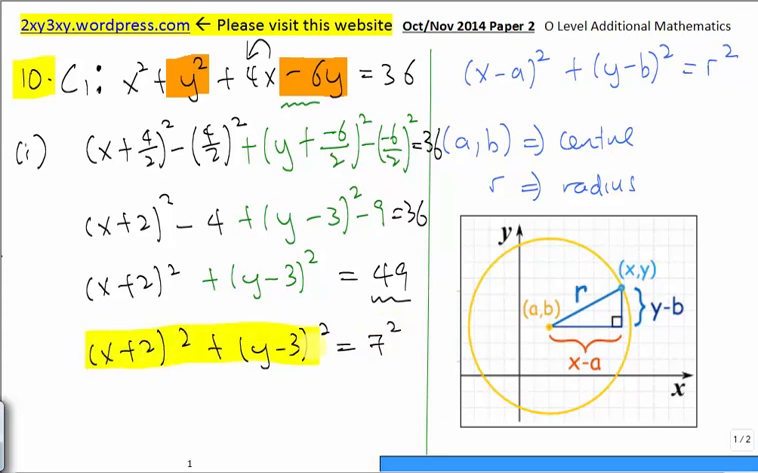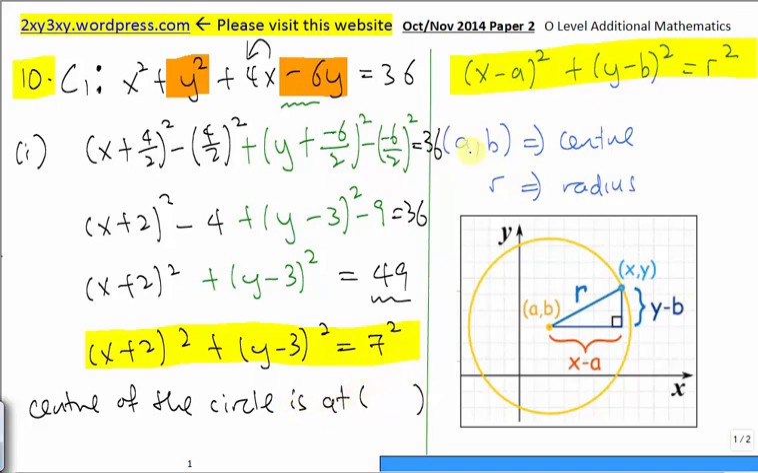Now this expression here matches this form, so we can get the center of the circle and the radius of the circle. The center of the circle is at the coordinate (a, b). Notice this is a negative a and negative b. So for this case, a will be negative 2, so it's negative 2 and 3. You have to put a negative to this value and to this value to get the values of a and b. The radius is actually 7.